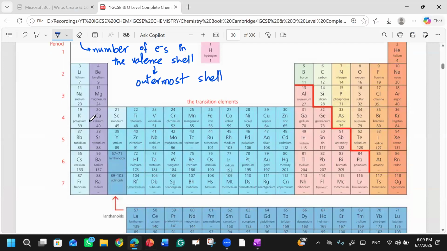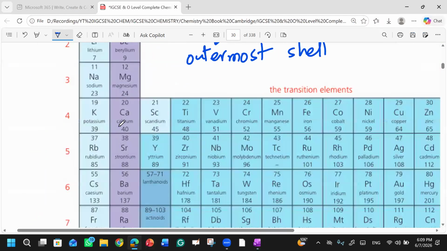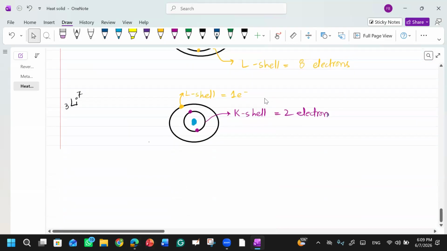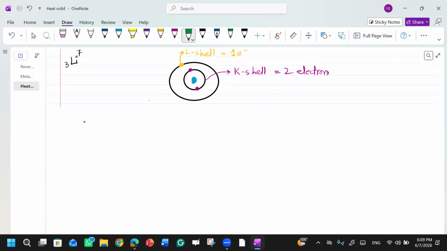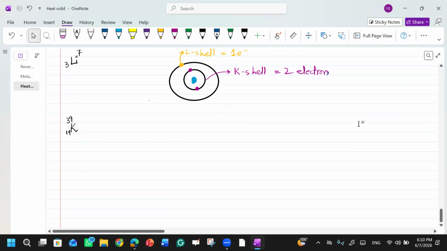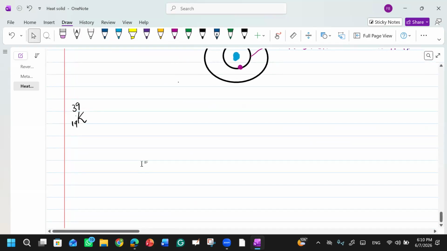Now we can see the potassium. Potassium is 19 and 39. Now let me fill it. How many electrons are there now in the potassium? In potassium there are 19 electrons, right? So let me draw this.